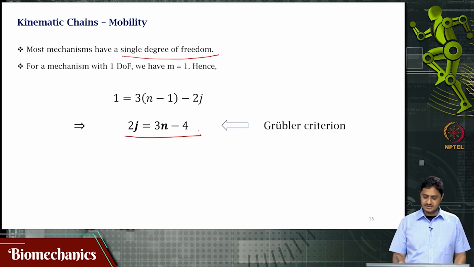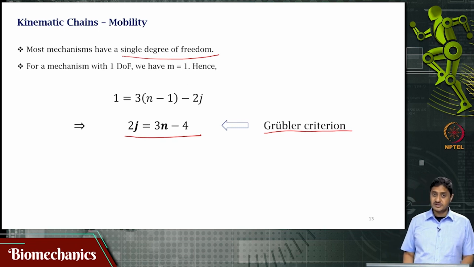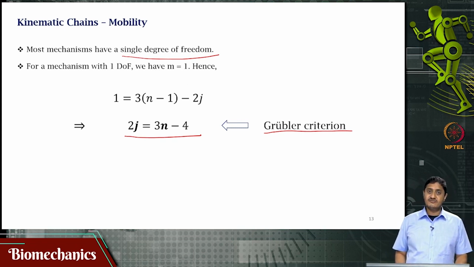This criterion is also called Grubler's criterion. Okay. The number of joints and the number of links. In this case, remember j still refers to the number of joints with single degree of freedom kinematic pairs.